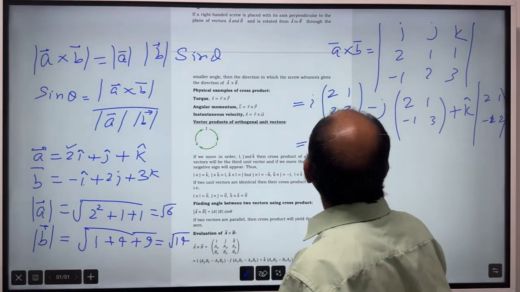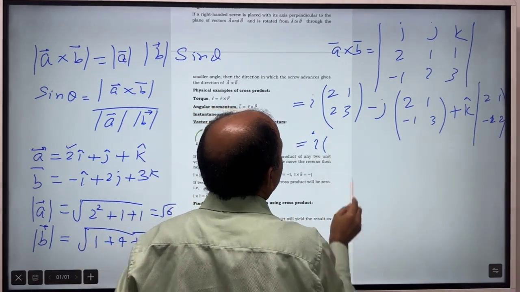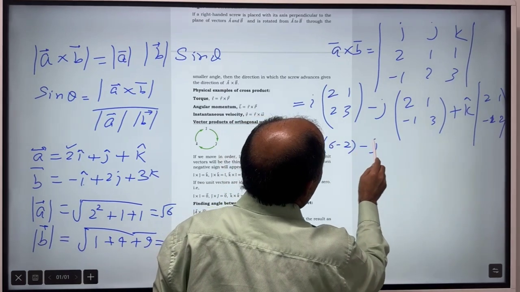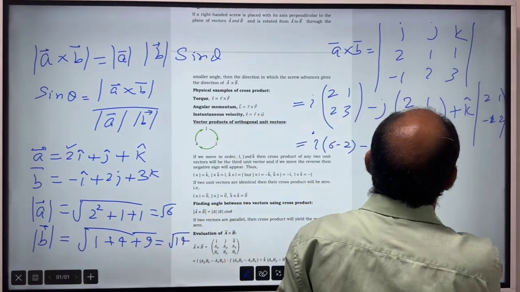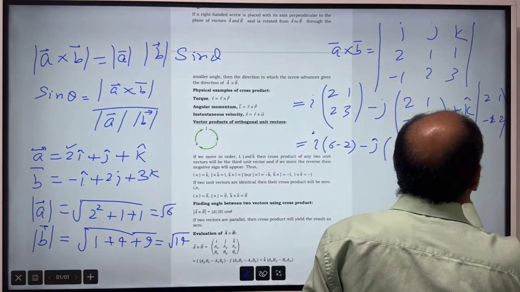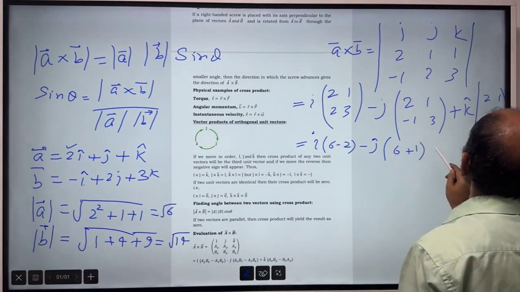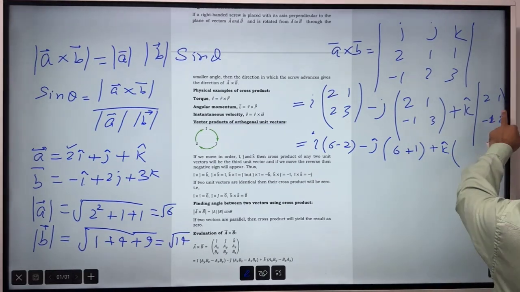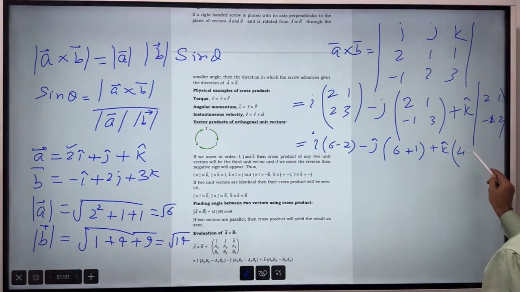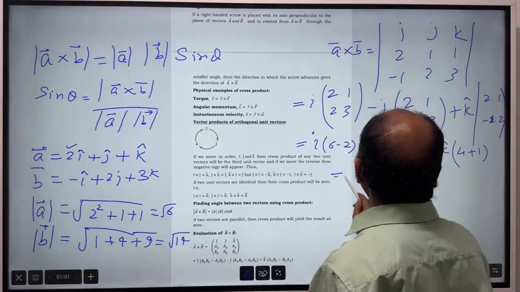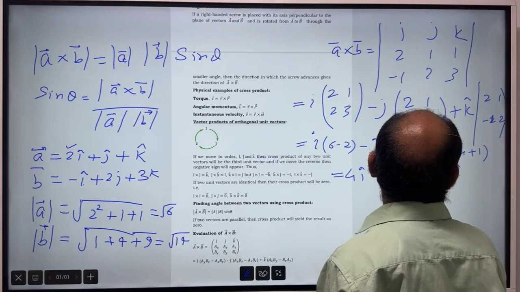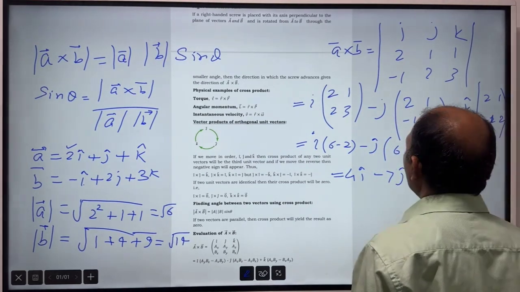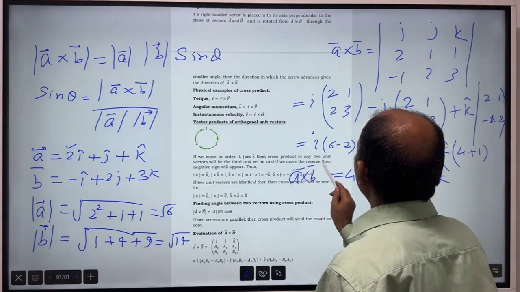Let's evaluate it. It will become I cap times 3 2 is 6 minus 2, minus J cap times 3 2 is 6, and since there is a minus sign, one more minus sign, so this will become plus 1, and plus K cap times 2 to the 4 plus 1. Now this is 4 I cap minus 7 J cap plus 5 K cap. So we have got vector A cross B.